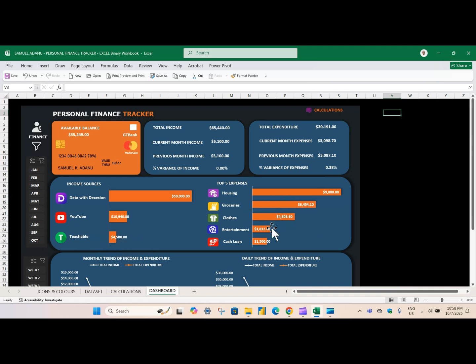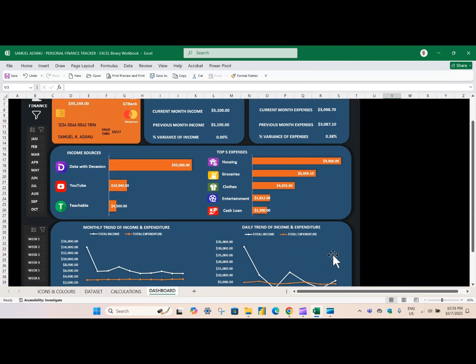To the right side here is top 5 expenses, and our topmost expenditure item is housing, followed by groceries, clothes, entertainment, and cash loan. We spent 9,000 US dollars over the 10-month period on housing. We spent 6,454 and 10 cents on groceries. Clothes is 4,303 US dollars. Entertainment 1,312.60, and the cash loan is 1,500 US dollars.